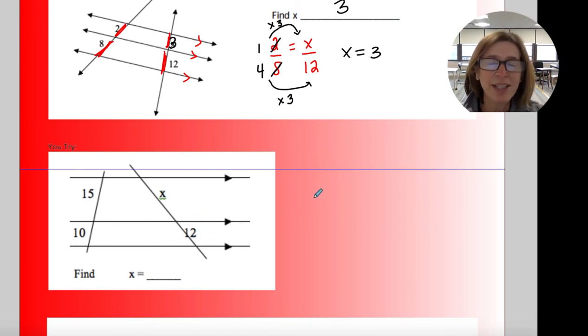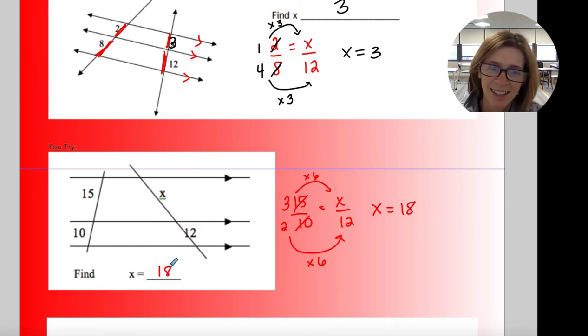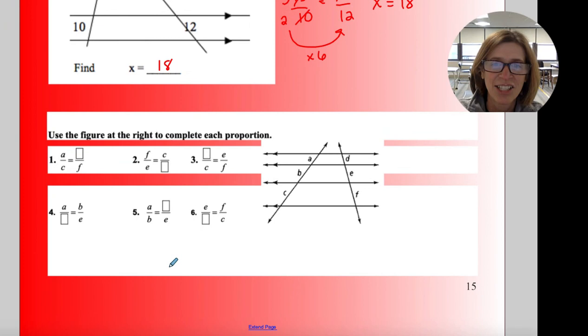Okay, so hopefully you pressed pause, you tried it, and here we are. So you wrote your proportion, 15 over 10 equals x over 12. You simplified this to 3/2. You saw that 2 times 6 gave you 12, so 3 times 6 would give you 18. All right, so let's take it one step further. Let's see if we can write the proportions for this figure at the right, okay?